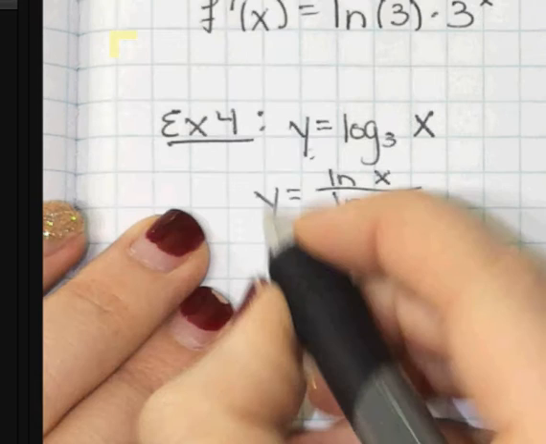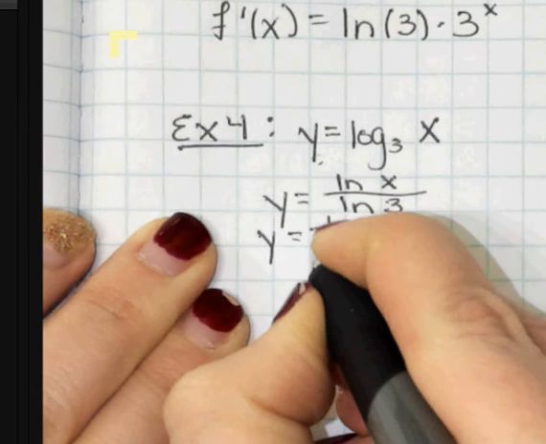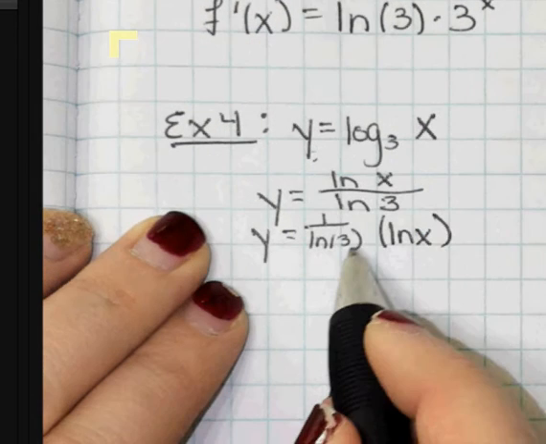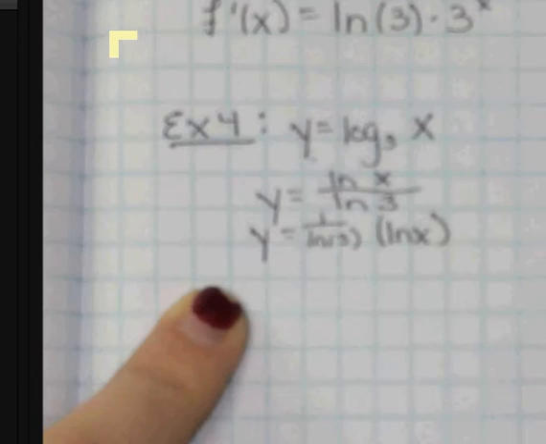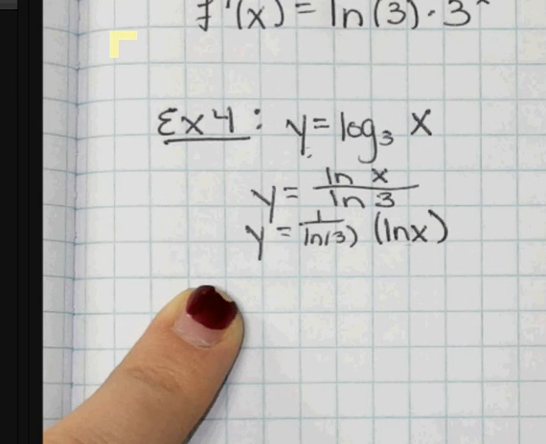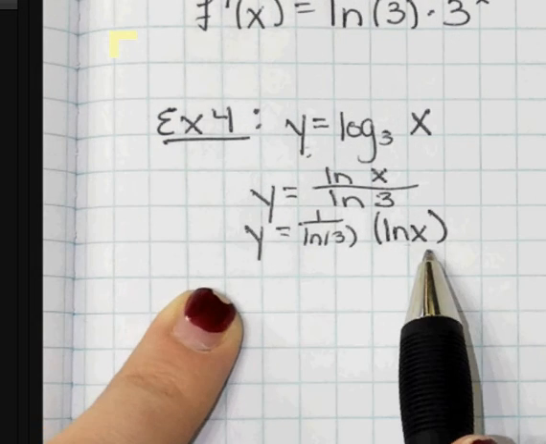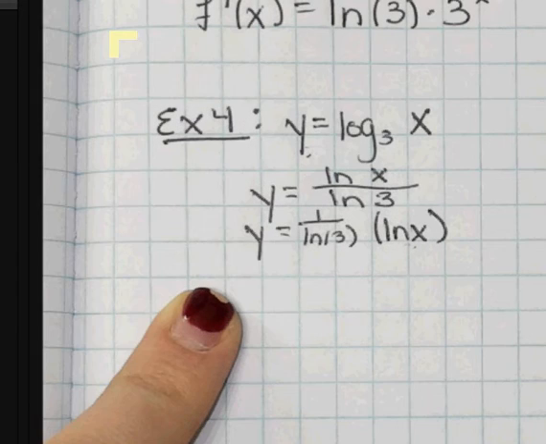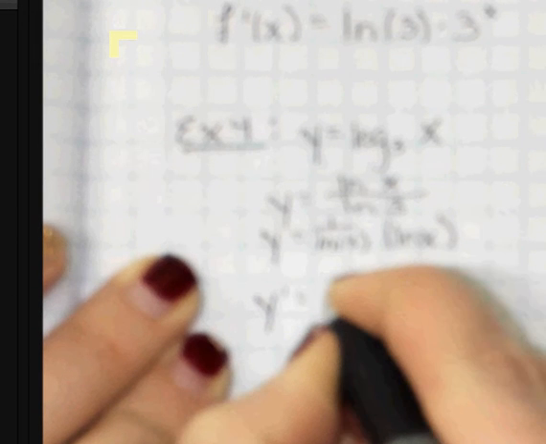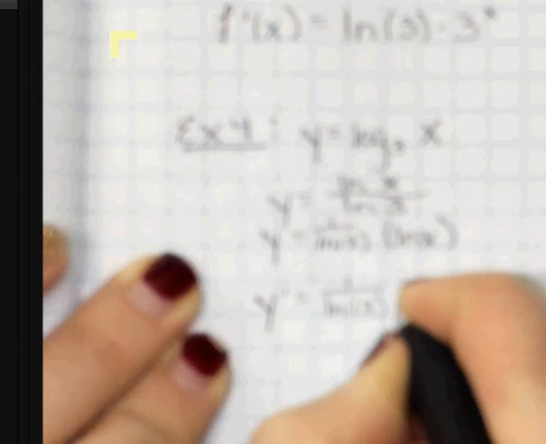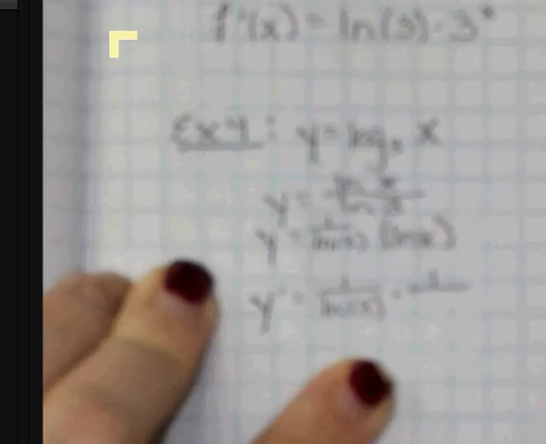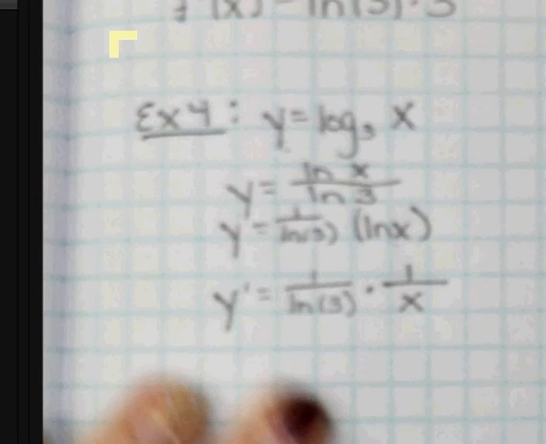Okay? So y is still equal to 1 over natural log of 3 times natural log of x. This can be treated as a coefficient. So the only thing I really have to worry about is taking the derivative of natural log x. Natural log x says to take the derivative of your x and put it over your original, right? So y prime is 1 over natural log of 3, because that's just the coefficient, times, what's the derivative of x? That's my numerator, all over the original, which is just x. And that can be your answer.